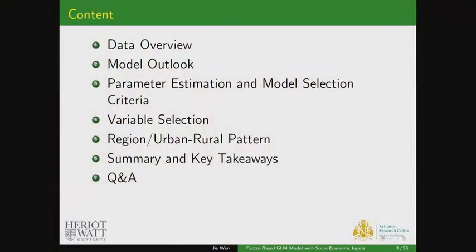And here is the general structure of my talk today. I will start with a bit of overview on what data I use, thanks to Andrew, who has covered most of it already. And I will introduce what the basic model looks like. And then I will talk about the parameter estimation method and model selection method I used to pick the best model. Because we have a lot of socio-economic factors available, I will introduce how we select the most important variables out of the whole wide universe. And the last section is about the region and urban-rural variation of mortality across the whole of England. And then there's a summary and Q&A.